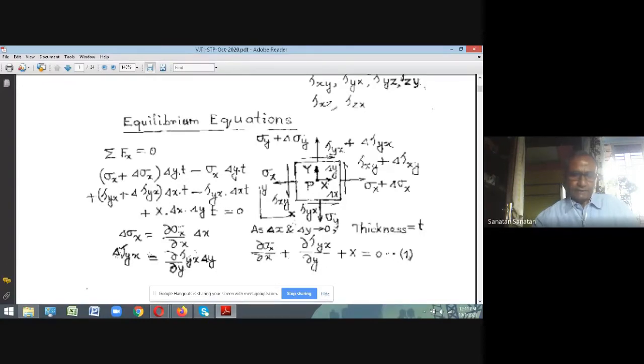I'm sorry, it is the same thing as delta tau xy equal to delta tau xy at x plus delta x. That's the way we have to read. So that's how it had changed. Similarly, if we consider the equilibrium of the whole body in the x direction, before that I would like to bring something else. You see, this particular element can have some local forces.